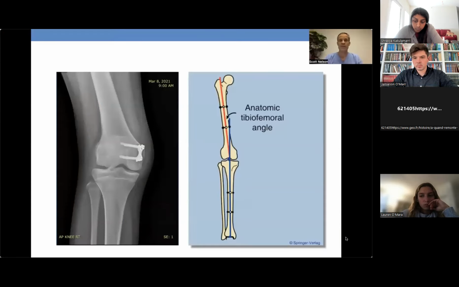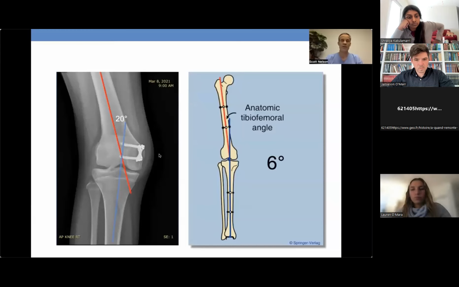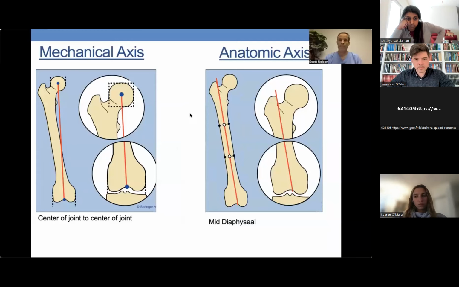And there's a way to do this that involves measuring the anatomic tibiofemoral angle. So that's a line down the shaft of the femur and a line through the shaft of the tibia. Normally, these make a 6-degree angle to each other. In the X-ray on the left, these two lines are 20 degrees to each other, showing that we have a valgus deformity. So that's step 1.